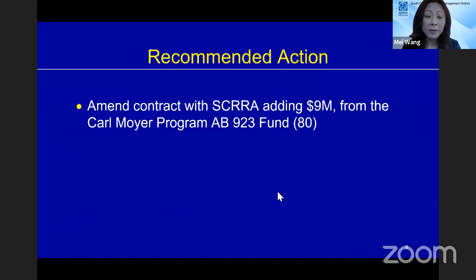Next slide, please. So the recommended action is to amend the contract with Metrolink, adding the $9 million from our CalMoya AB 923 fund to these contracts. That concludes my presentation. I'll be glad to answer any questions.